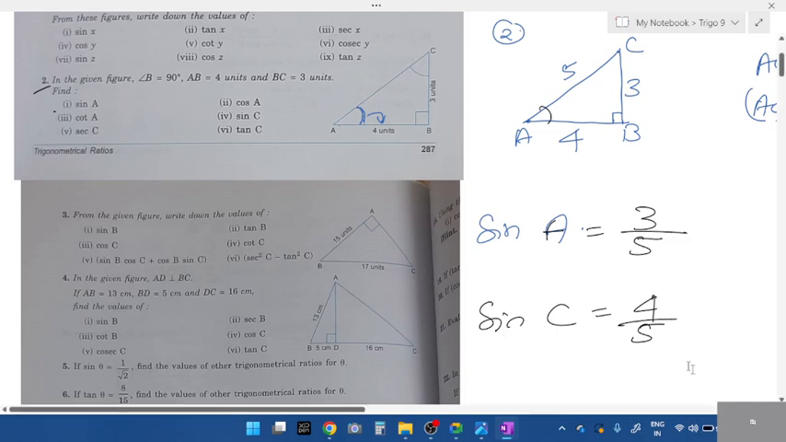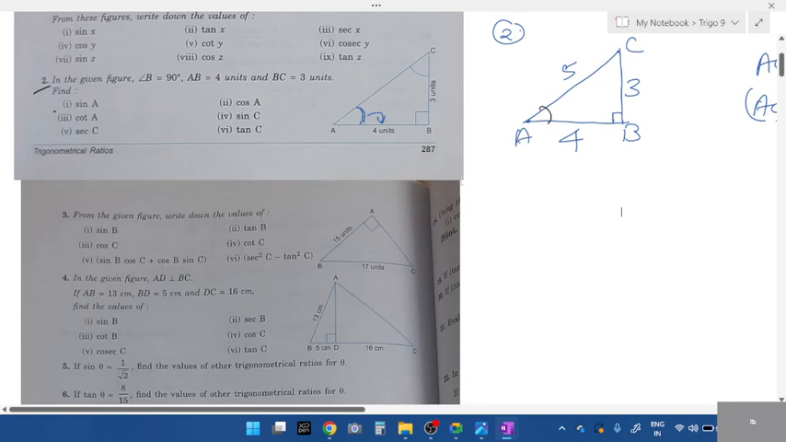See, this one I'm writing a direct answer, but you're not supposed to write a direct answer, students. Can you tell me how to write it if it is sine A? First, tell me the formula, students. Perpendicular by hypotenuse. You can just write P by H. What is P by H? Yes, 3 by 5. Write with the formula, 3 by 5. Or even in brackets you can mention perpendicular by hypotenuse, no problem.